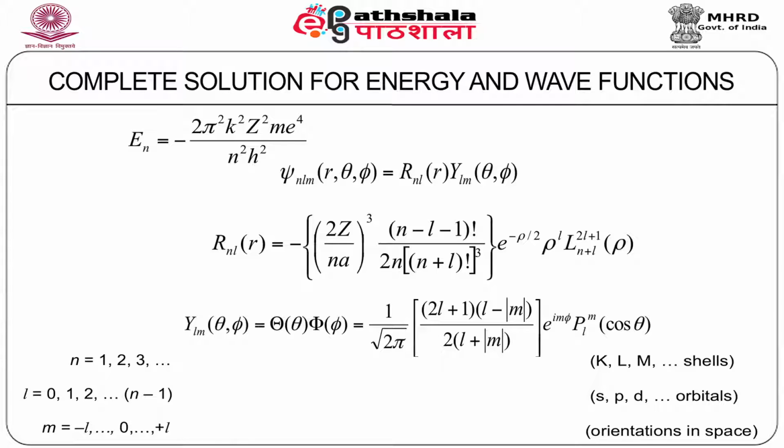And what about the quantum numbers? n is equal to 1, 2, 3, and so on, and these are referred to as K, L, and M shells. And then the quantum number l can take values 0, 1, 2, and so on. Its minimum value is 0, but its maximum value is not n, but n minus 1. These refer to s, p, d, and so on orbitals. And m, called the magnetic quantum number, has 2l plus 1 values, as shown, and these refer to the orientations in space.